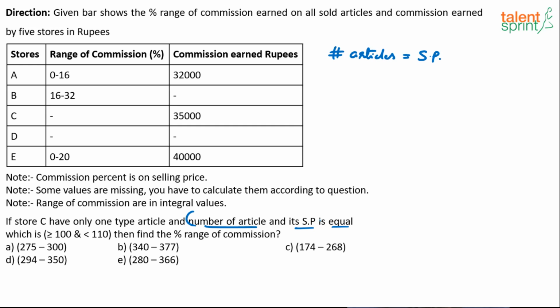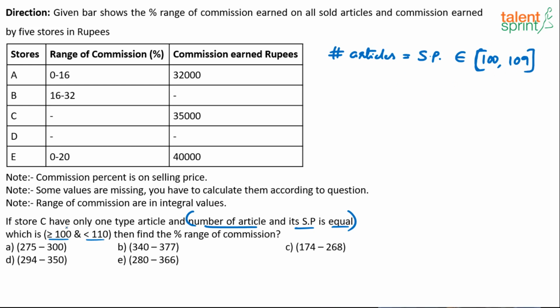The number of articles and selling price is equal, which is greater than or equal to 100 and less than 110. So tell me, what are the possible values? What are the two possible values here? It belongs to what values? It is greater than or equal to 100. So it can be 100 minimum, and maximum it can be 109. Are you able to follow? It belongs to this range.